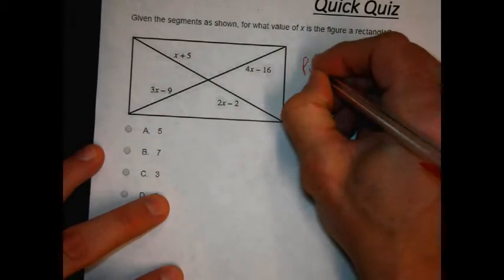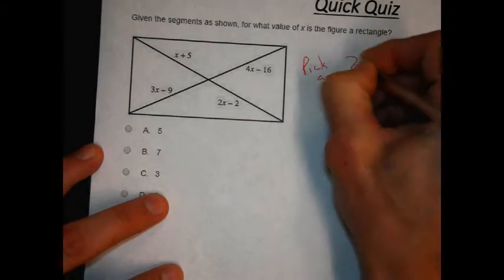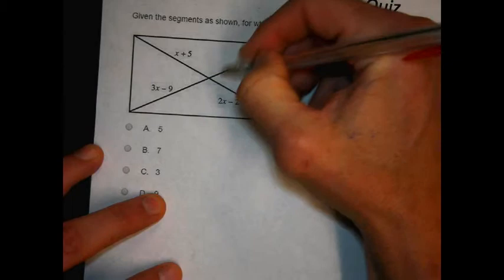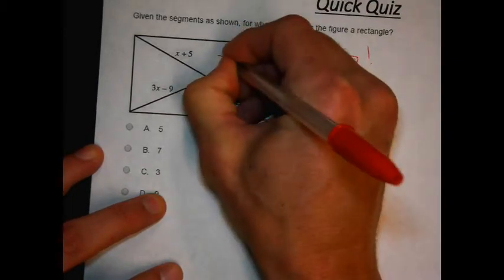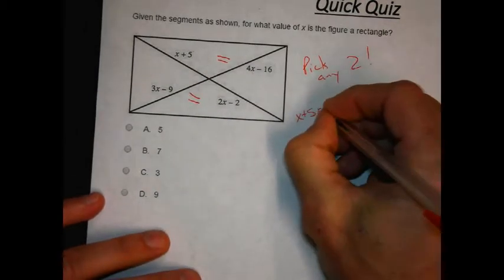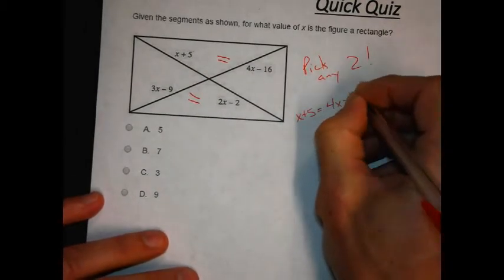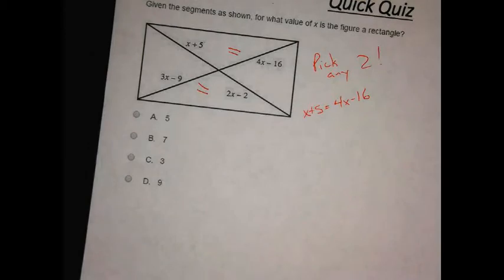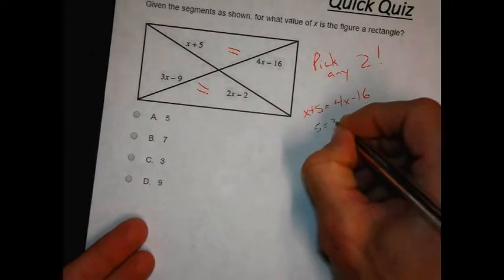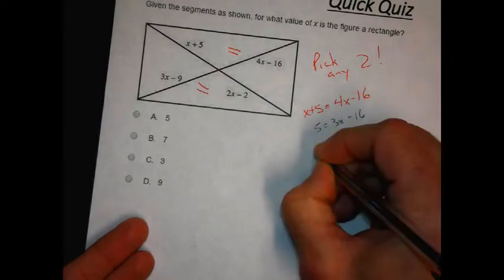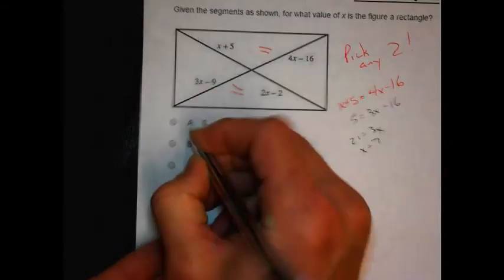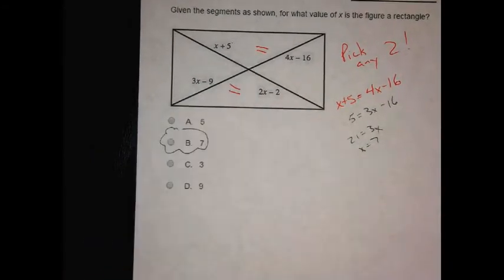Pick any 2 equations. Well, not any 2, because it won't be proven there. Either these 2 or these 2. So I will choose x plus 5 equaling 4x minus 16. If we pick any 2 to set equal, we know we'll have a rectangle. Okay, so I'm going to subtract x from both sides, add 16 to both sides, and divide both sides by 3. x must equal 7.